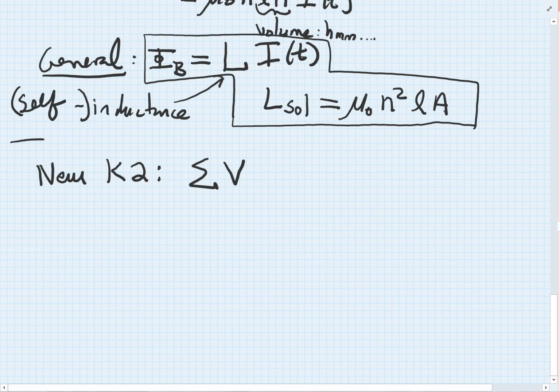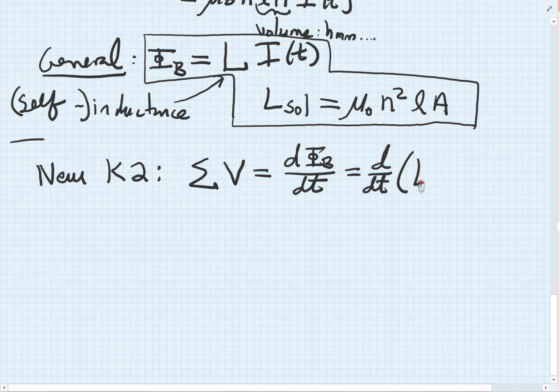around a closed loop is not zero anymore, right? It's going to be the time derivative of the magnetic flux through the solenoid. And what we've just learned is that magnetic flux is always going to be just some constant, this self-inductance, times the current I. So that if we rewrite this just slightly, you see then the inductance is a constant. It doesn't depend on time, so I can factor that out of my equation. So I have L times di/dt.